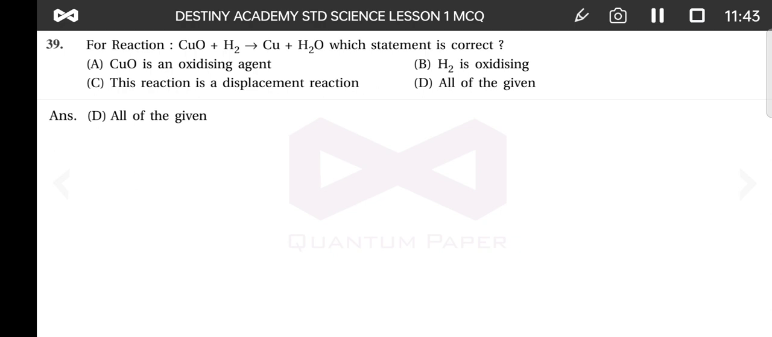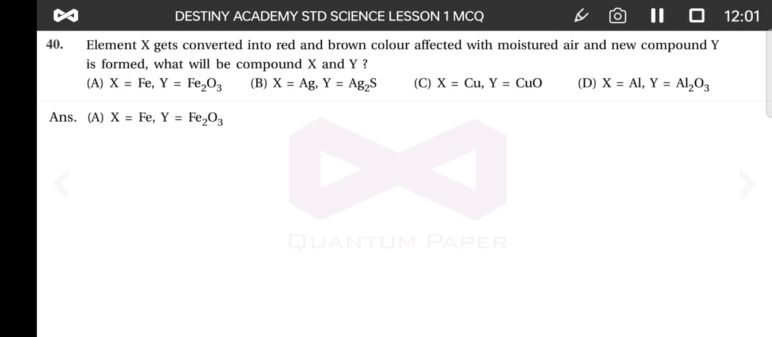For the reaction CuO plus H2 gives Cu plus H2O, which statement is correct? CuO is an oxidizing agent, H2 is a reducing agent, this reaction is a displacement reaction, and all of the given are the correct answer.